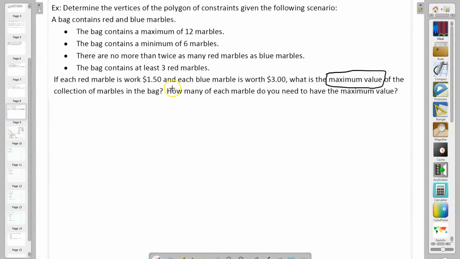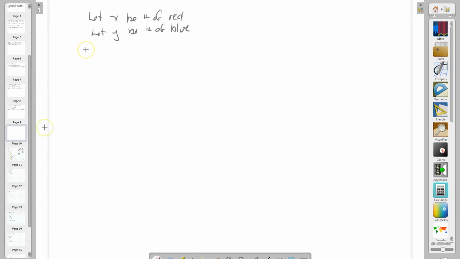Now we need to come up with the optimizing function. We're told that each red marble is worth $1.50 and each blue marble is worth $3. So that's going to allow us to form a new equation that is the optimizing function. So I've just put these up here as a reminder of which ones are which. Now we start off with total value, and we're going to set that equal to something, some equation. So what is that equation going to be?